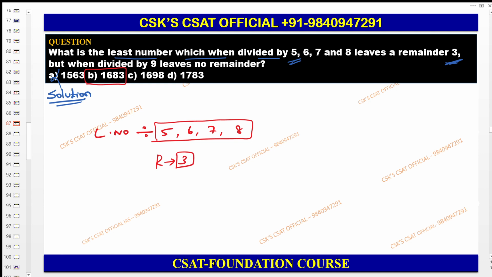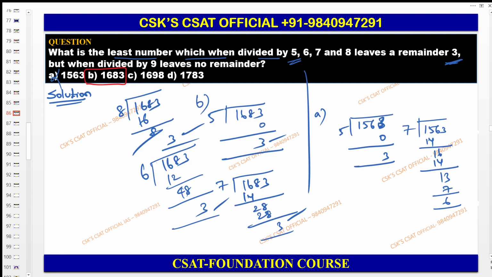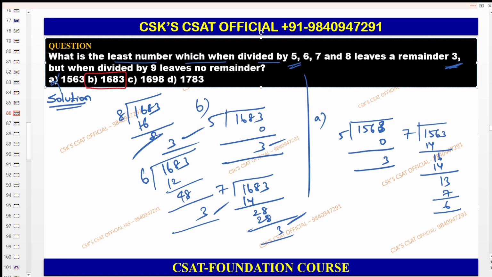What we have done here, I have checked with 1563. When I check with 1563, the first case is satisfied, but the second case is not satisfied. Therefore, I stopped here, since 1563 does not satisfy the condition for 7. 1563 has to be divided by 5, 6, 7 and 8 separately. In each case it has to give 3 as the remainder, but it fails. Therefore, that is not the right answer.